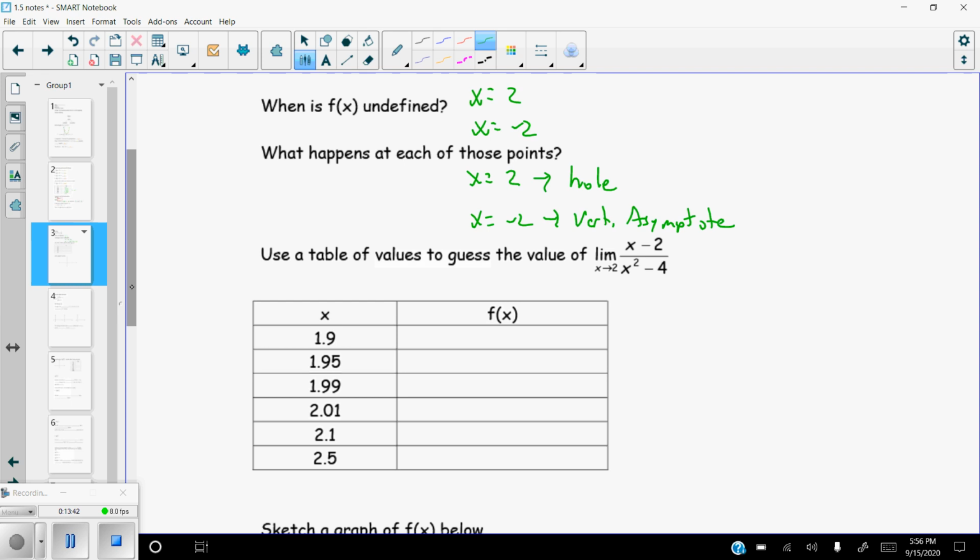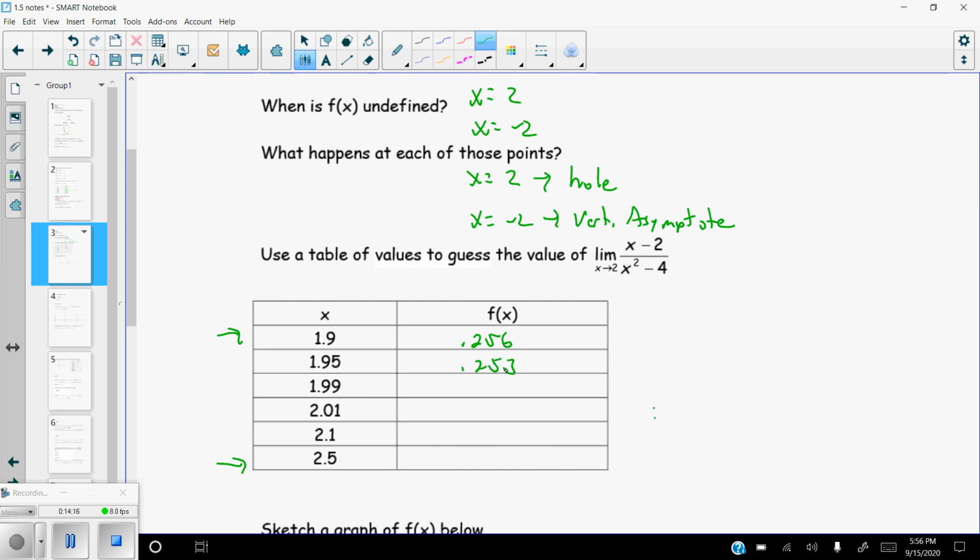So if we go to our x minus 2 over x squared minus 4 and start plugging in these values, as the x values get closer and closer to 2, as you can see, we're starting with 1.9 and 2.5, which are values definitely outside of 2, but then we're going to start getting closer and closer to 2 as we get to the middle. So at 1.9, if you plug that in, you end up with 0.256. At 1.95, we end up with 0.253.